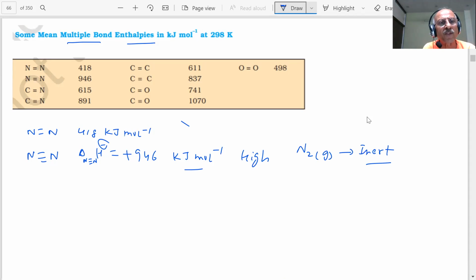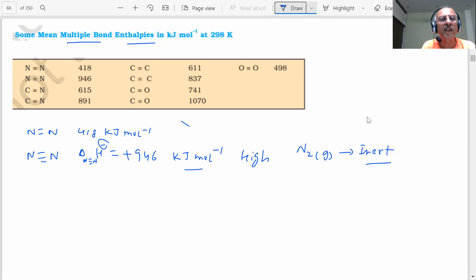But this C≡N bond is 891. Carbon-carbon double bond. See, carbon-carbon triple bond is still more energy. Carbon double oxygen, and so on. See, as the bond order is increasing, student, what is happening? The enthalpies are also increasing. Single bond is weaker, double bond is stronger, and triple bond is stronger still. So these are some of the enthalpies.